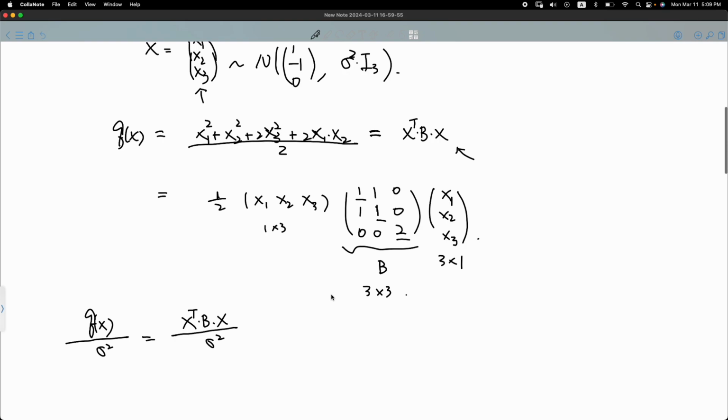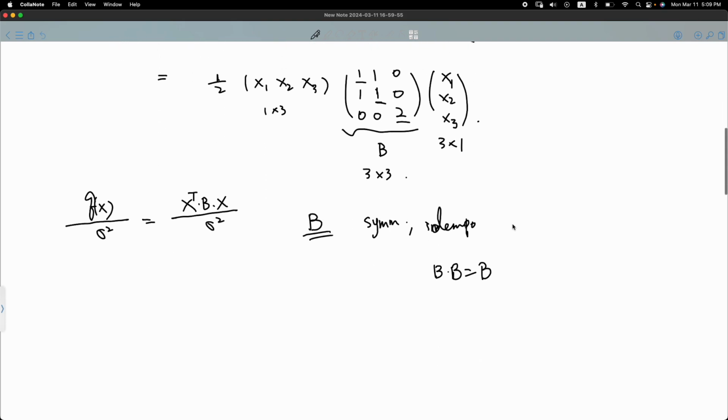So here we're going to apply one of the theorems. So first of all, let's revisit some properties of this matrix B. So here we can see that B is symmetric, just by looking at it. And another thing is that this is idempotent, which means that B multiplied by B is also equal to B.